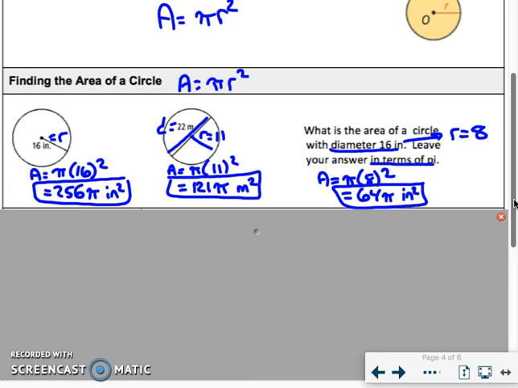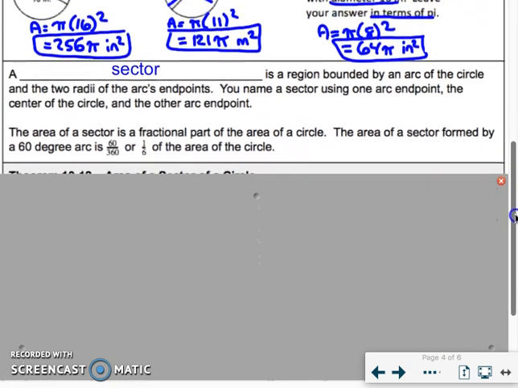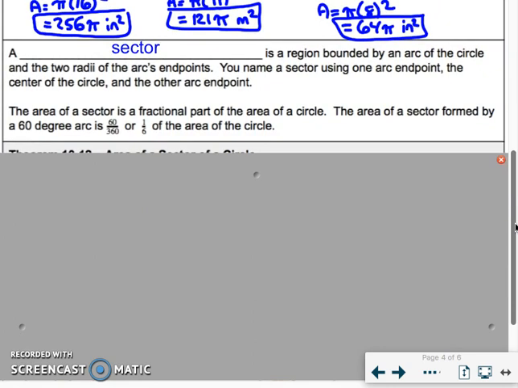We're going to talk about sectors and segments still, which get a little bit trickier, but they are just portions of the entire circle. So first things first, the vocab for that. A sector is a region bounded by an arc of the circle and 2 radii. It looks like a pizza slice. So a sector is a chunk of the pie. All right, it's a chunk of the circle. A sector is just bound by 2 radii and an arc.